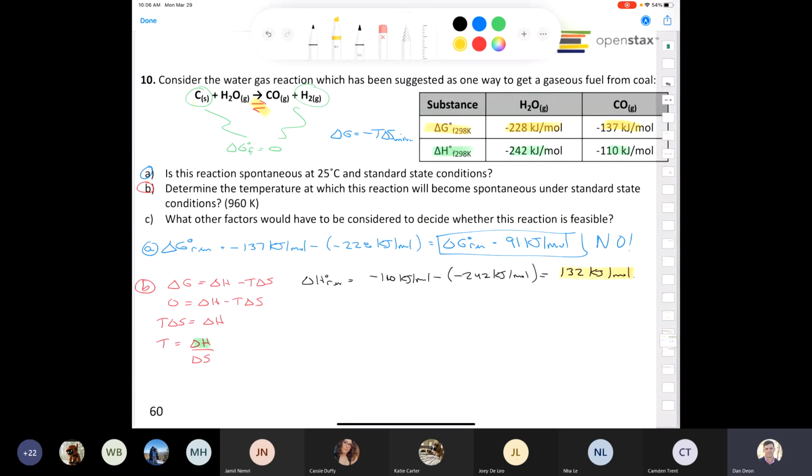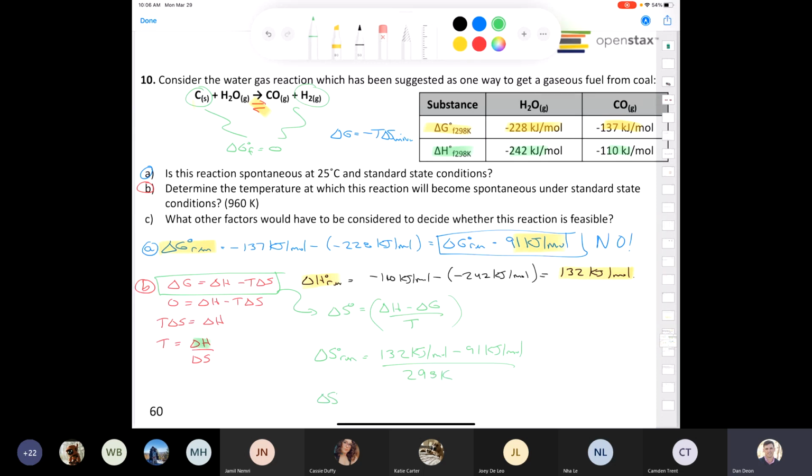So now I've got my delta H of my reaction and my delta G of my reaction. Why can't I take this formula, rearrange it, and solve for delta S? When I do that, I get that delta S is equal to delta H minus delta G over T. Now I can solve for the delta S naught of my reaction: 132 kilojoules per mole, subtract 91 kilojoules per mole, divided by 298 Kelvin.